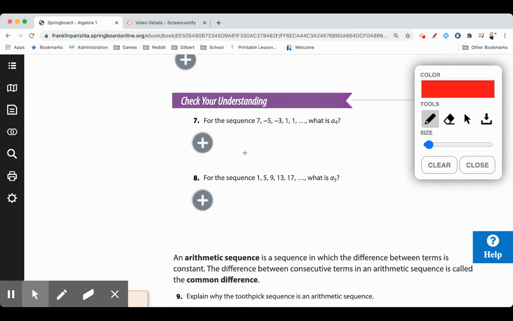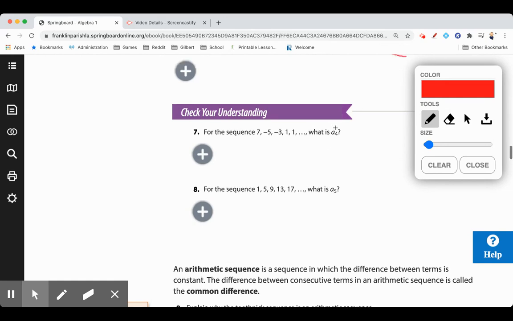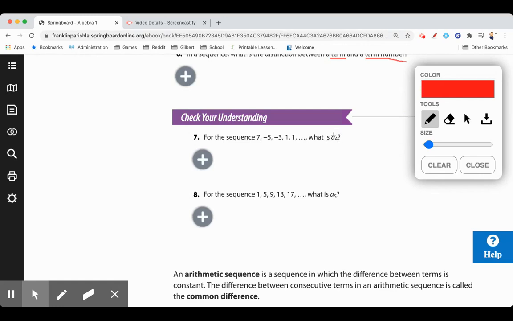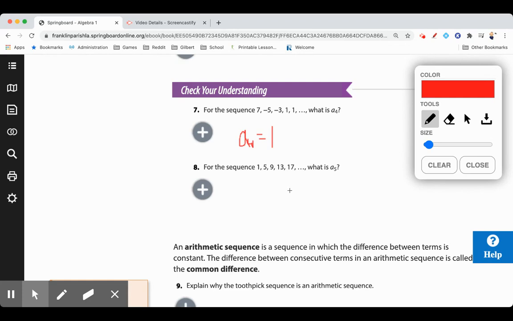For this sequence, 7, -5, -3, 1, 1, what is A4? What is the 4th term? This is the term number. What is the answer? So the 4th term is 1. A sub 4, the 4th one, is 1. For this sequence, what is the 5th one? The 5th one, 1, 2, 3, 4, 5, is 17. A sub 5 is 17.